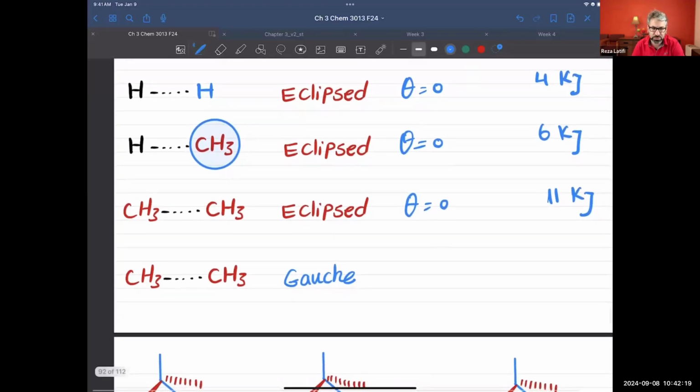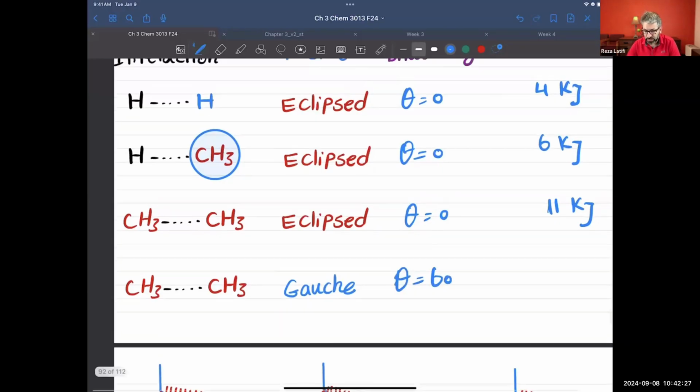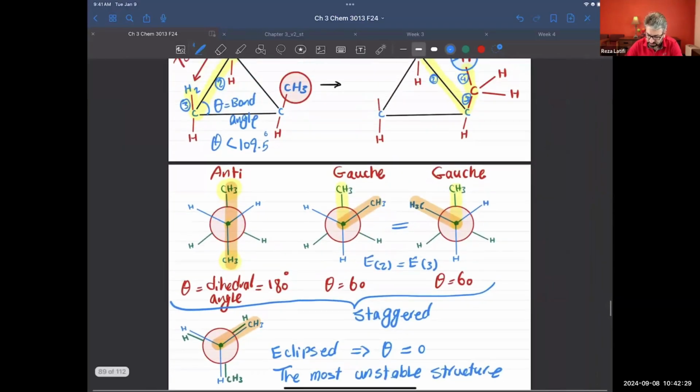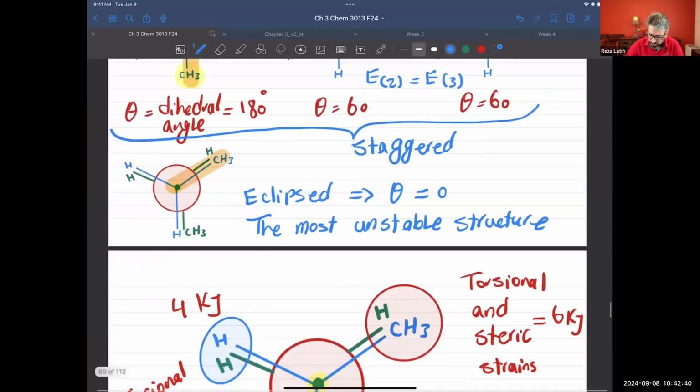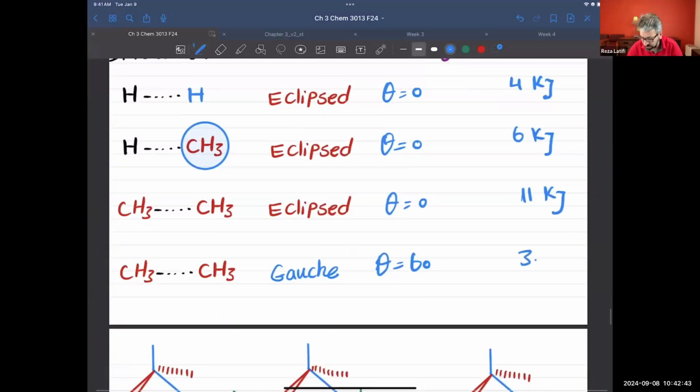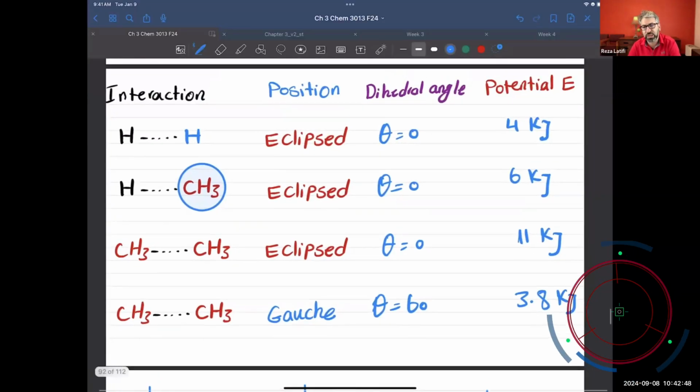And what will happen if I have two methyls in a gauche position? So theta this time is 60. It's not eclipsed, but still, you're going to have some repulsion. If I go back for a second, these two are going to be too close to each other, and because they are too close, they're going to feel each other and repel each other. This is going to make the system unstable. How much? It's going to cost us 3.8 kilojoules, so it's going to make the system unstable by 3.8 kilojoules.